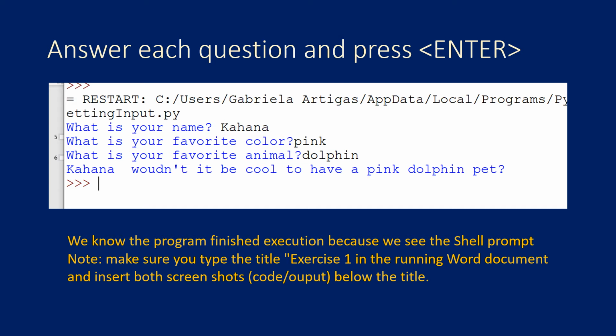So we know the program finished its execution because we see the shell prompt, which is those 3 greater than symbols. And then make sure you type the title exercise 1 in a running Word document where you're going to insert all the screenshots. So for this one, insert both screenshots, the one for the code and the one for the output. And I think the lines of code may be becoming a little too wide, so you can have the code above the output.